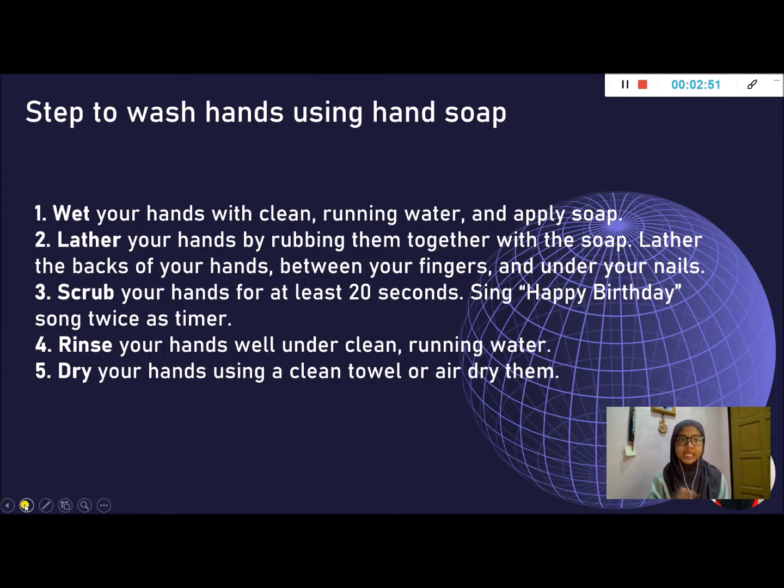So I will teach you the steps to wash hands using hand soap. First, wet your hands with clean running water and apply soap. Lather your hands by rubbing them together with the soap. Lather the backs of your hands, between your fingers and under your nails. Scrub your hands for at least 20 seconds. Sing a happy birthday song twice as a timer. Rinse your hands well under clean running water. Dry your hands using a clean towel or air dry them.